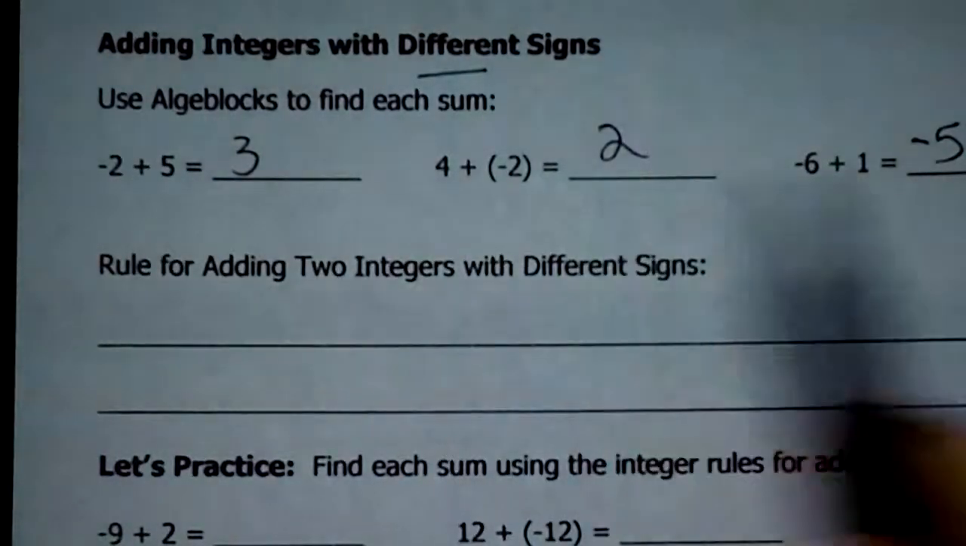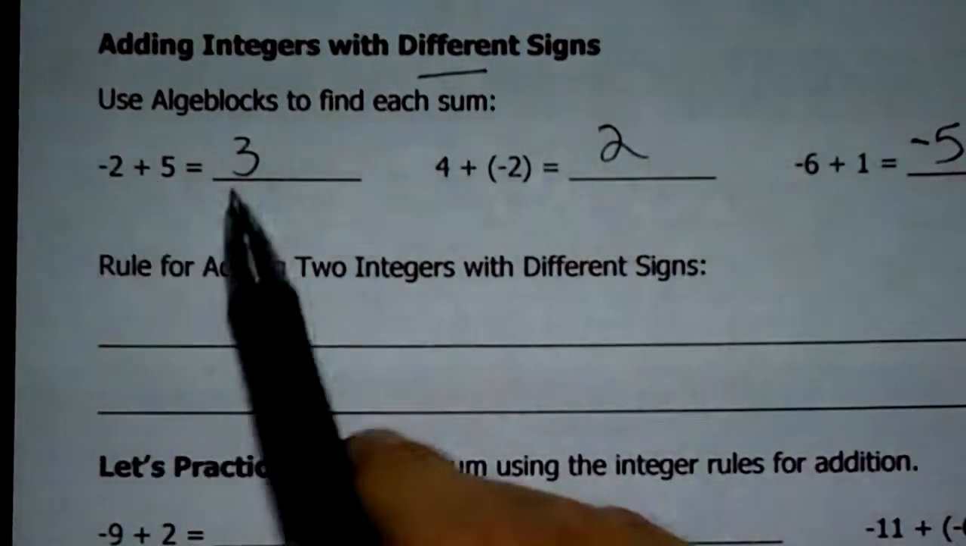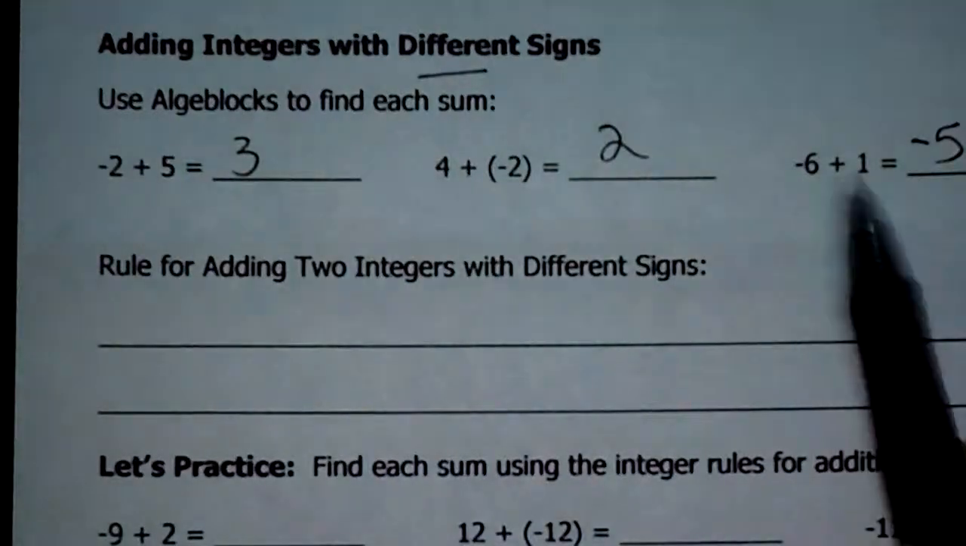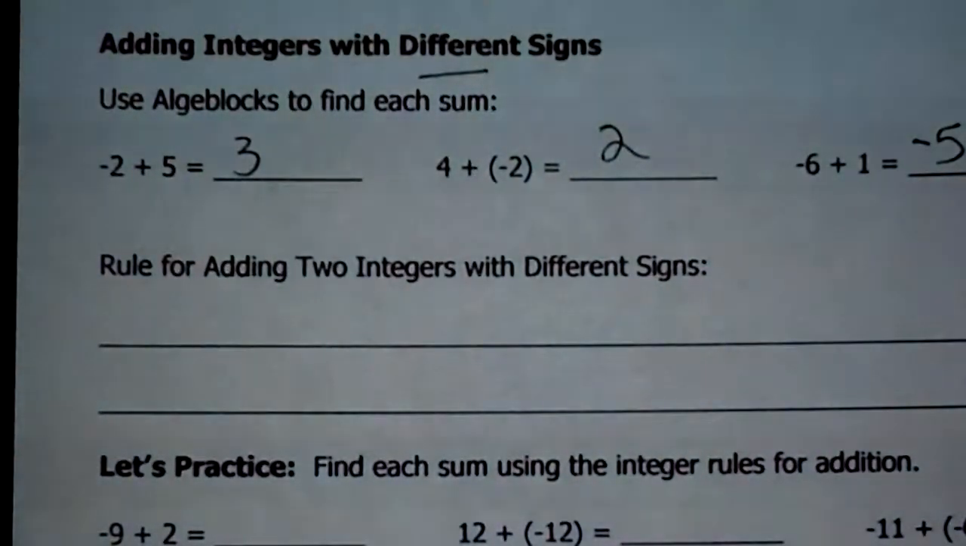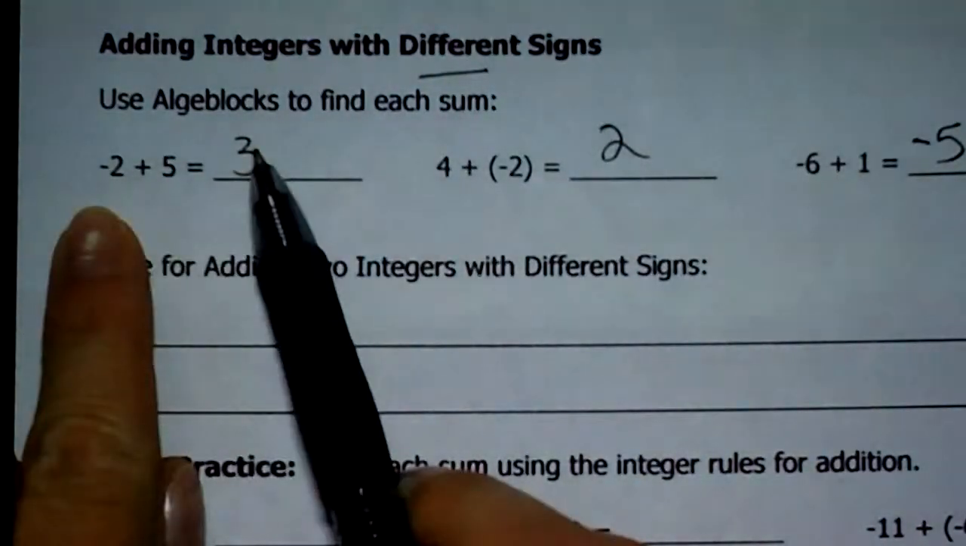So when you have two different signs, it's not the same as what we did before. You can't just add the digits, right? What are you actually doing with the digits? 2 and 5, we have 3. 4 and 2, you get 2. 6 and 1, you get 5, right? So we're just subtracting. When you have one of each, you're subtracting the digits. And when I say digits, I'm talking about the absolute value, not thinking about the positive or negative sign. So to get this 3, I'm just going to do the higher one minus the lower one. 5 minus 2 is 3.